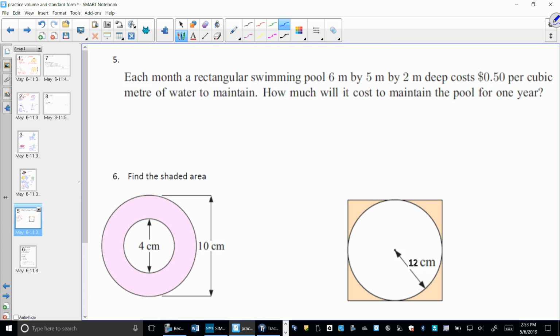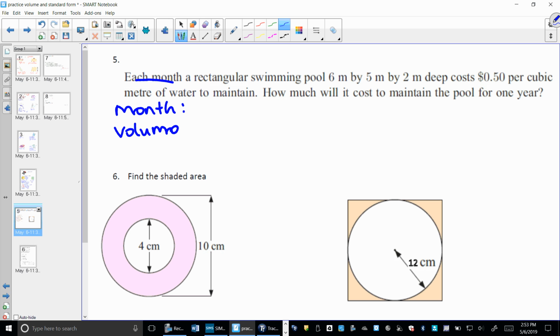Each month. Okay, here's the key here, but some people made a mistake here. Each month, the rectangular swimming pool, 6 by 5 by 2, costs 50 cents per cubic meter of water to maintain. How much will it cost to maintain it for 1 year? So let's find our monthly cost. First of all, we need to find the volume of our pool.